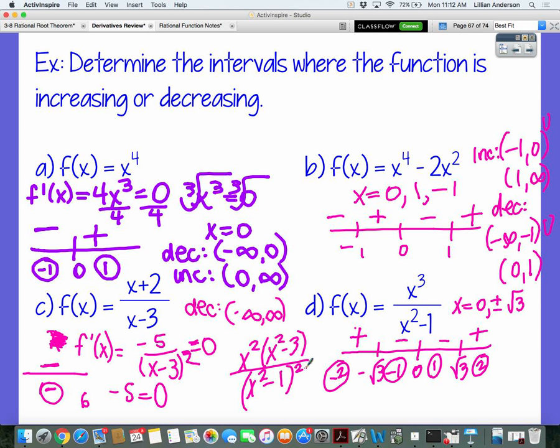Since you're squaring all your negatives, that gives you a positive. This one here is going to end up being negative because you'll end up subtracting 3, which will make it a negative. So from there, we can see that it's decreasing from negative square root of 3 to 0, and then 0 to the square root of 3. You do have to separate those because something's happening at 0. And then increasing everywhere else. Questions on that?